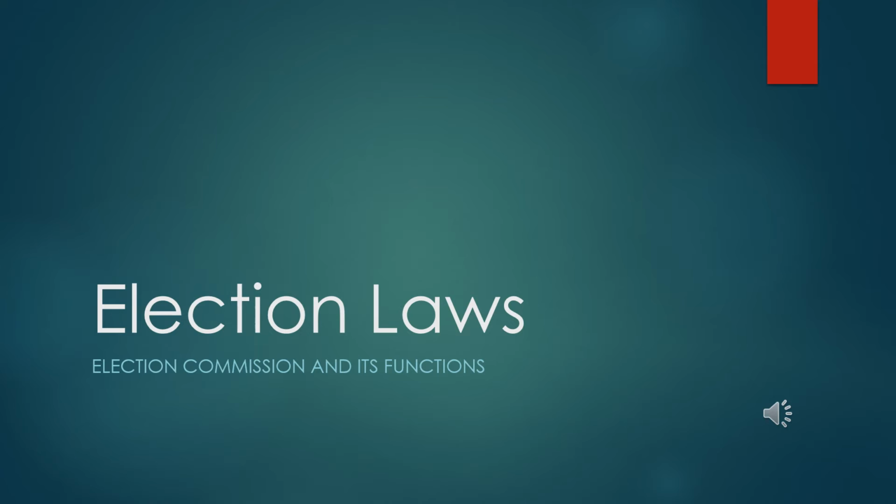Now we'll move forward to look at the powers and functions of the Election Commission of India, which are derived under Article 324 of the Indian Constitution, the legislation relating to elections, and the rules and orders issued under the Constitution or under legislation enacted by the Parliament.